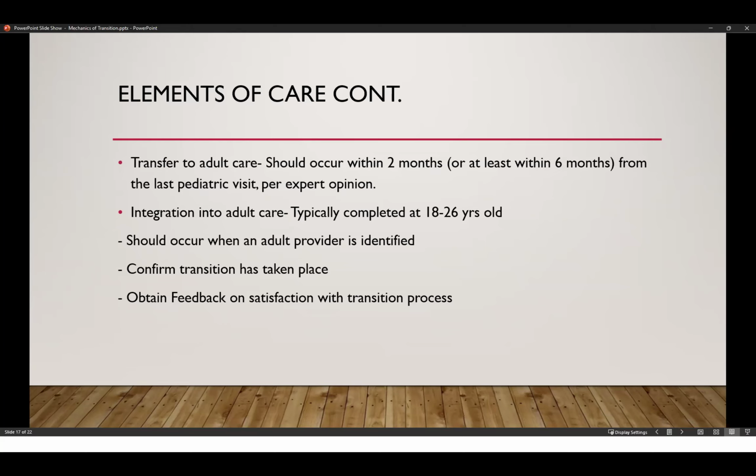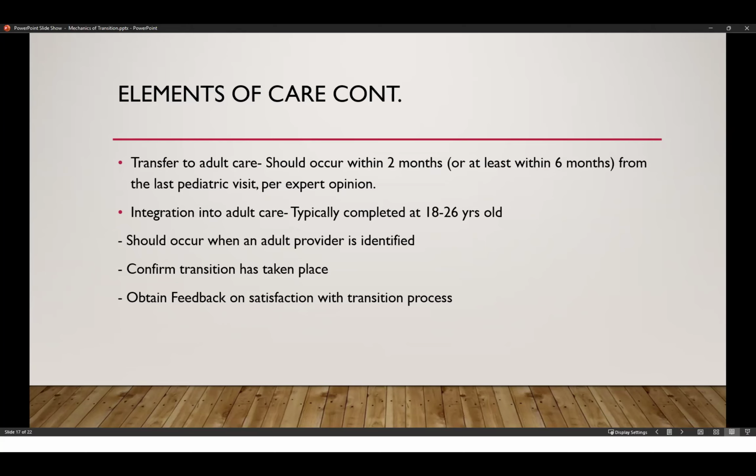Then continuing the elements of care, so transfer to the adult care. So this should happen, again, as we mentioned, within like 6 months. So 2 to 6 months, we should expect that the patient should have visited the adult care clinic after their last pediatric clinic visit. And then integration into adult care, this typically is completed between the ages of 18 to 26. Again, we have to be cognizant of the fact that we should be flexible, because it's not every patient that will be able to do it successfully at 18 or at 20. It takes time.